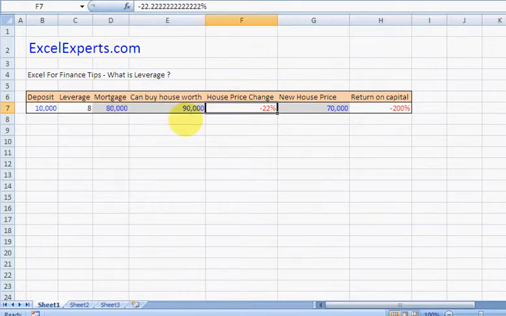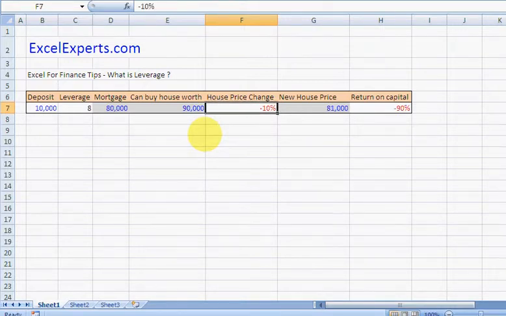Okay, what happens if the house price goes up by 10%? Okay, the new house price is 99,000. What's the return on your money? Well, it's 90%. If this goes up 10% per annum, then you're making 90% per annum. And that rate will increase the more it goes up. So that's fantastic. Suppose it goes down 10%.